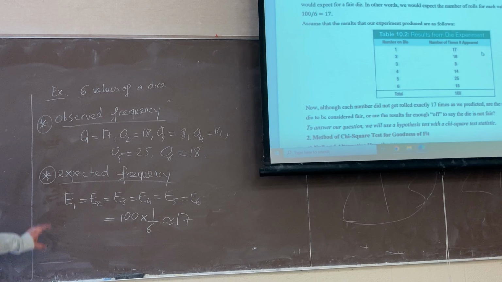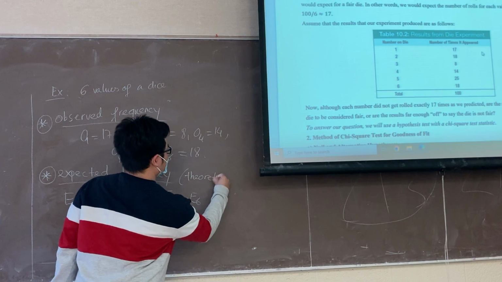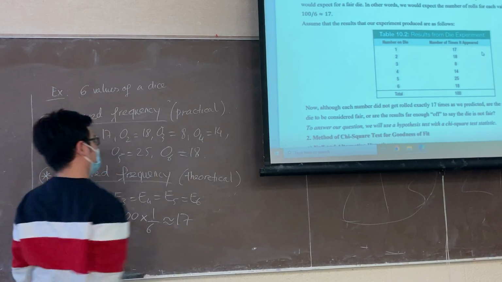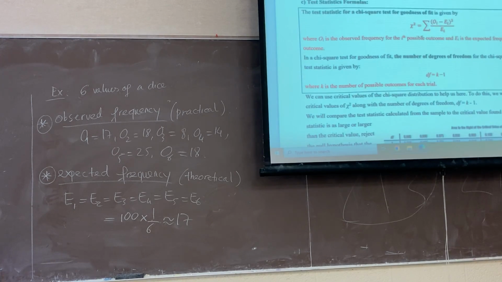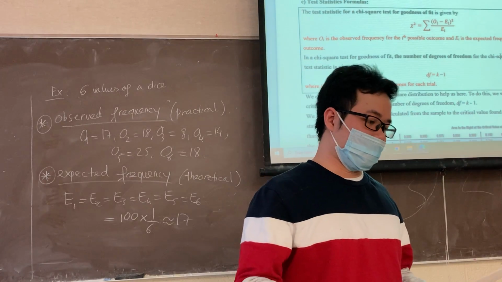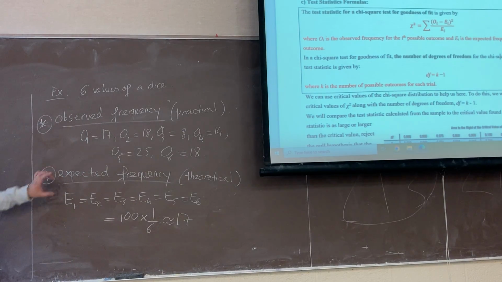This is the theoretical aspect, and this is the practical frequency. That's the meaning of Ei and Oi here. Oi here is the observed frequency. Ei here is the expected frequency. Okay. Any questions so far about observed frequency and expected frequency? I hope this helps you understand observed frequency and expected frequency.